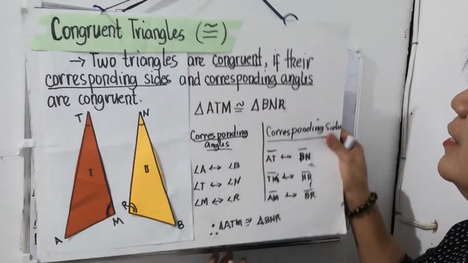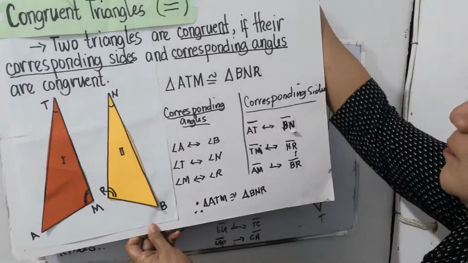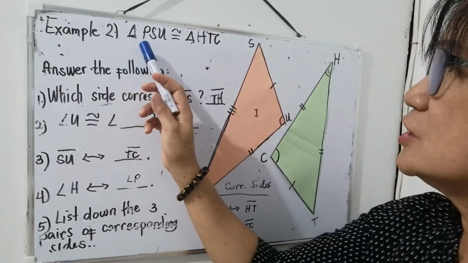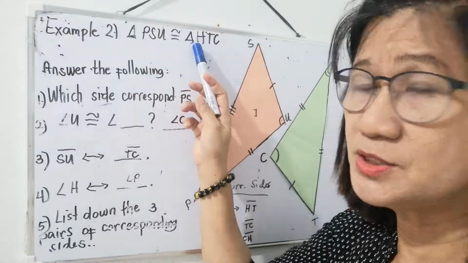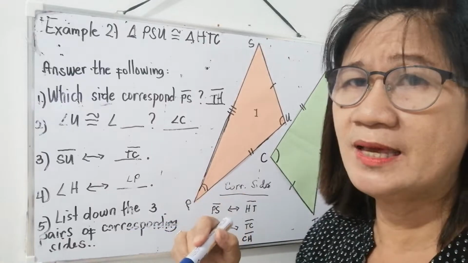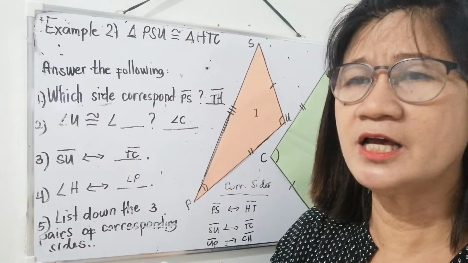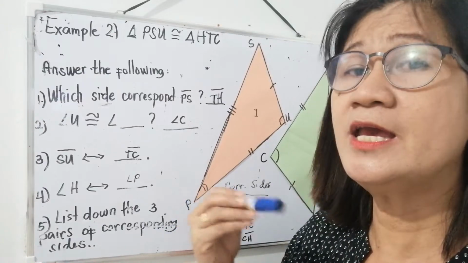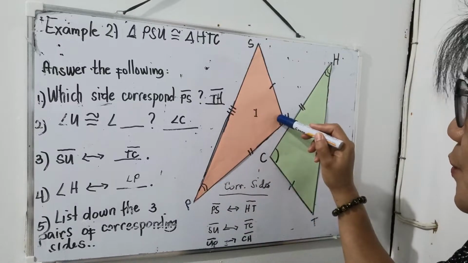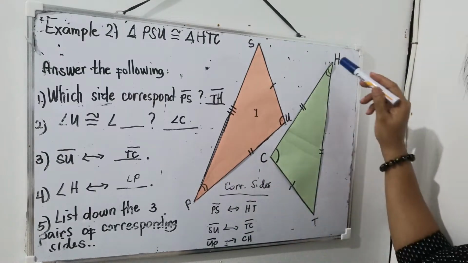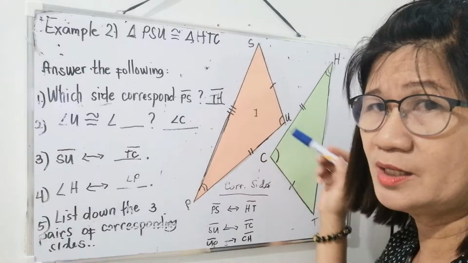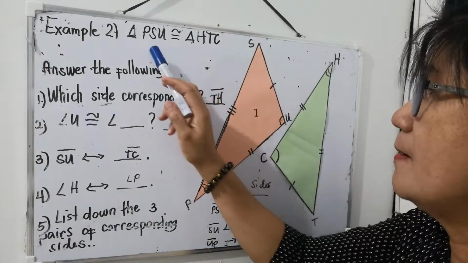Okay, let's take another example. Example number 2: triangle PSU is congruent to triangle HTC. Since congruent daw sila, ibig sabihin yung kanilang mga corresponding angles at corresponding sides ay congruent din. Okay, so ito si triangle PSU, and this is triangle HTC. So, mag-iingat lang kayo kung saan yung direction ng inyong letters. Baka kasi magkamali kayo, no?